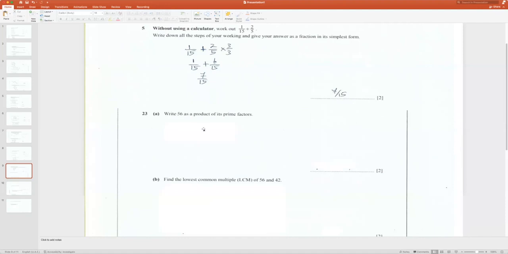Write 56 as a product of prime factors. So we can divide this by prime numbers to get the answer. We can write this as 2 times 2 times 2 times 7. So the answer is this. These all are prime factors.